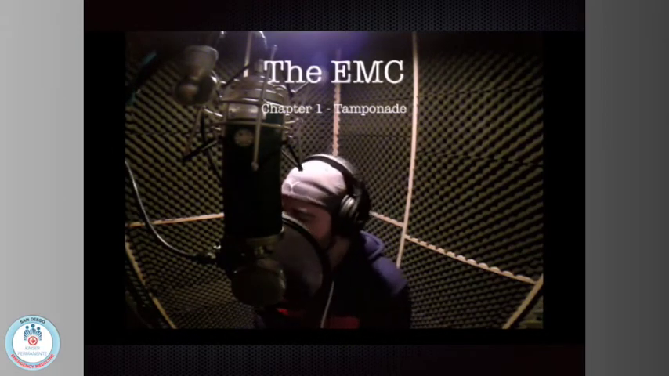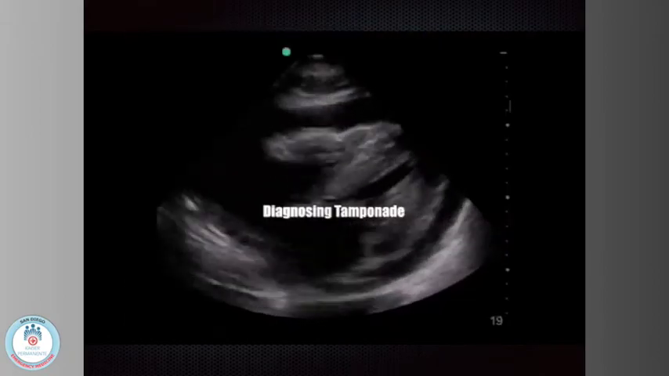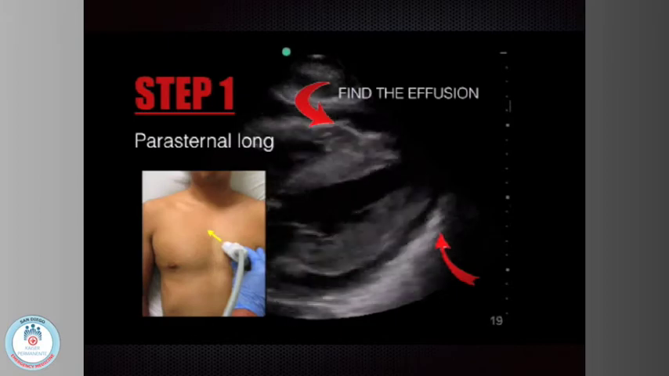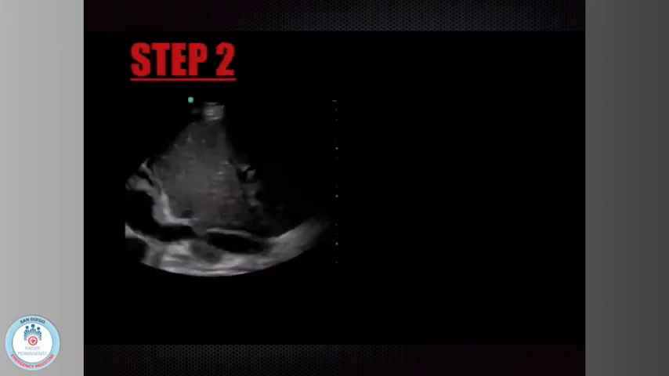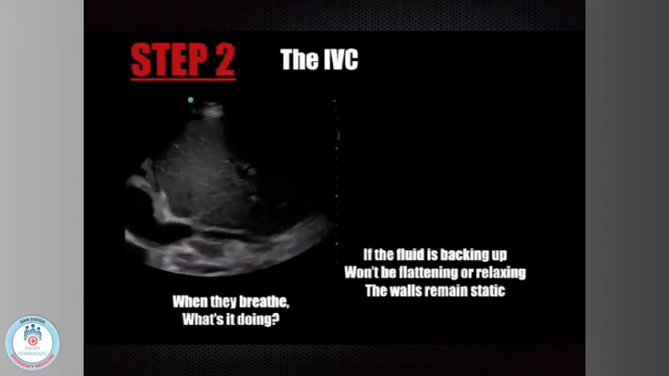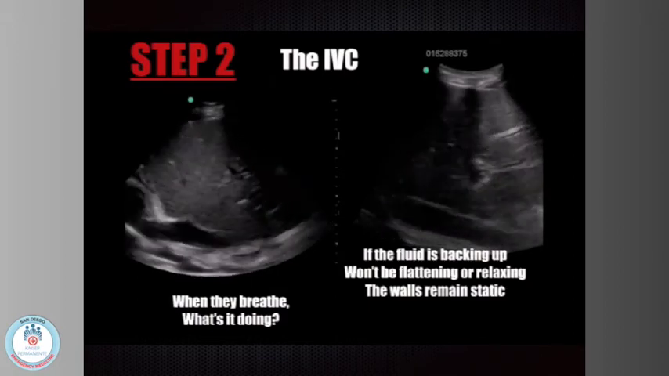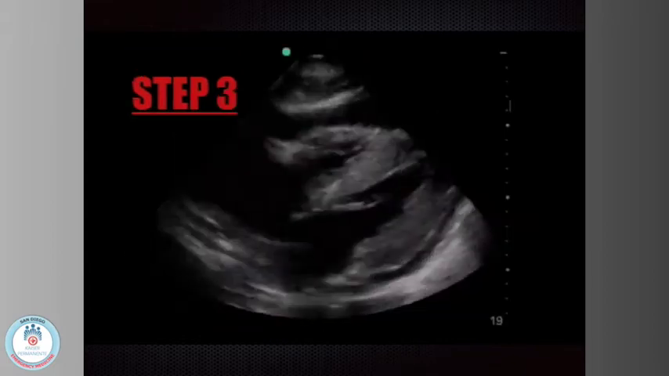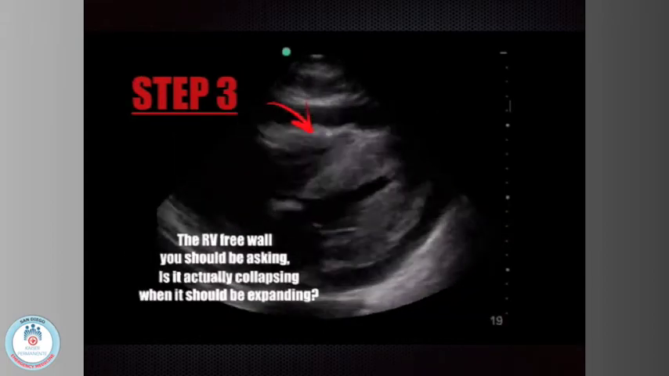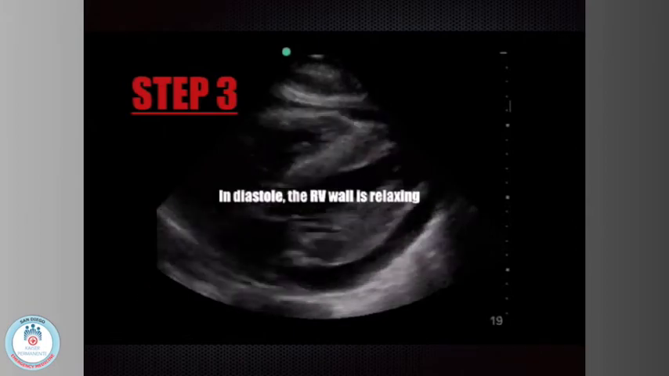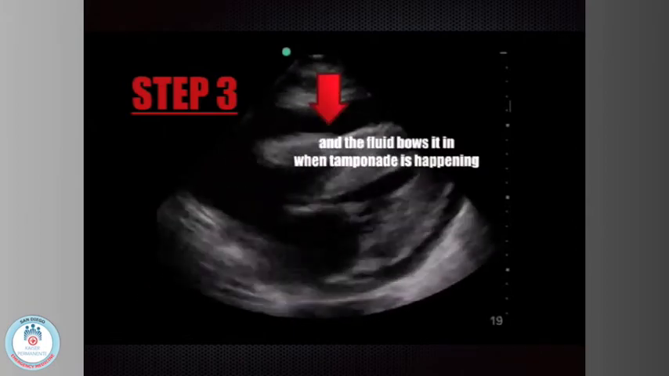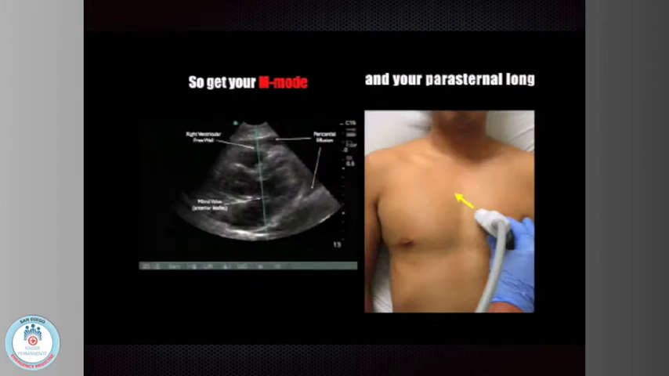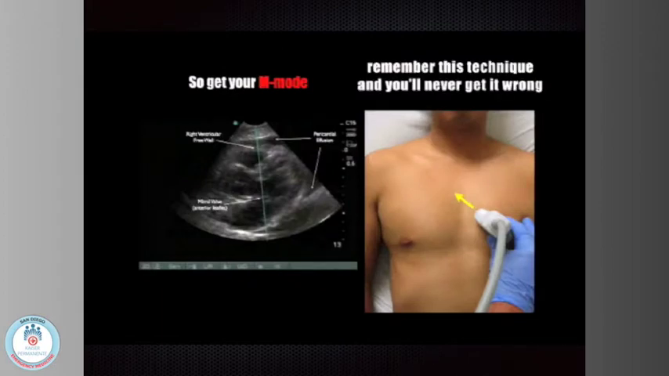The EMC, chapter 1. Follow easy diagnosis, tamponade doesn't take an act of God. Just a few easy steps makes you the man for the job. Step 1, parasternal long axis, find the effusion. Step 2, the IVC, when they breathe, what's it doing? If the fluid's backing up, it won't be flattening or relaxing, the walls remain static. Even the fatness in the hepatic vein can be dramatic. Step 3, the RV free wall. You should be asking, is it actually collapsing when it should be expanded? In diastole, the RV wall is relaxing and the fluid bows it in when tamponade is happening. So get your M mode in your parasternal long axis. Remember this technique and you'll never get it wrong.